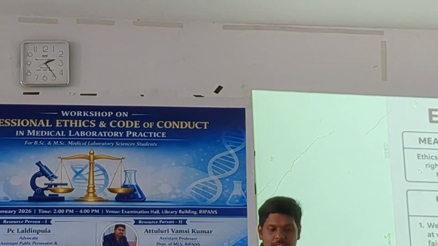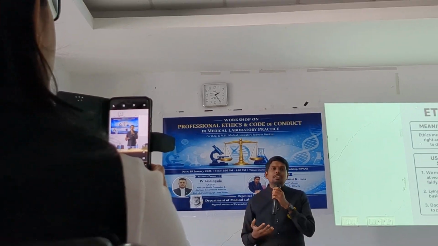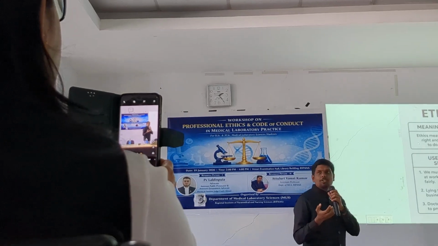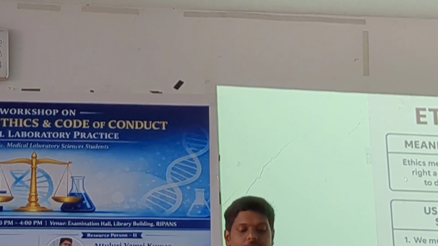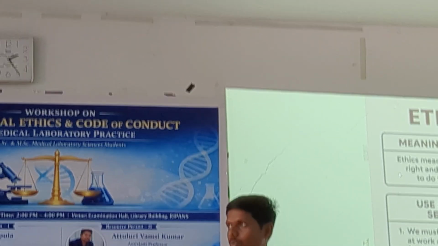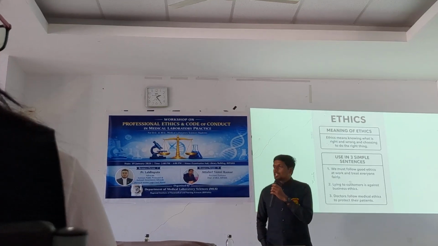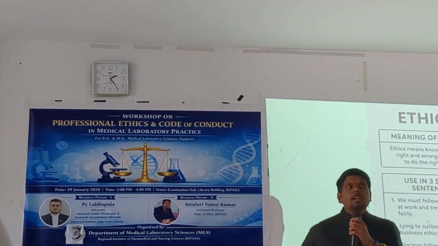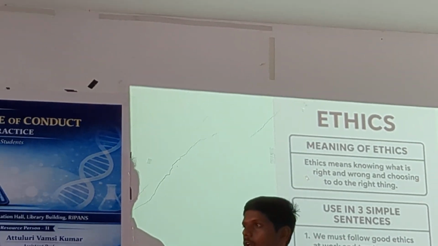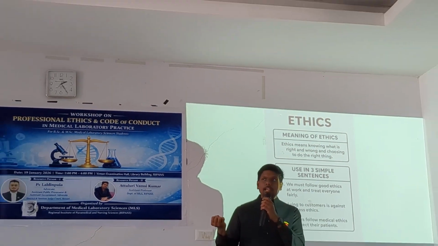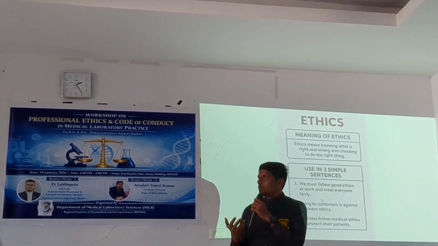Okay. So the basic meaning of ethics is to differentiate what is right from wrong. Ethics means knowing what is right and wrong and choosing the right thing to do. That is what ethics is all about. And coming to the basic principles of ethics, we have 4 to 5 principles that include A, B, C, D. A means accountability. So whatever we are doing, our actions should be accountable.